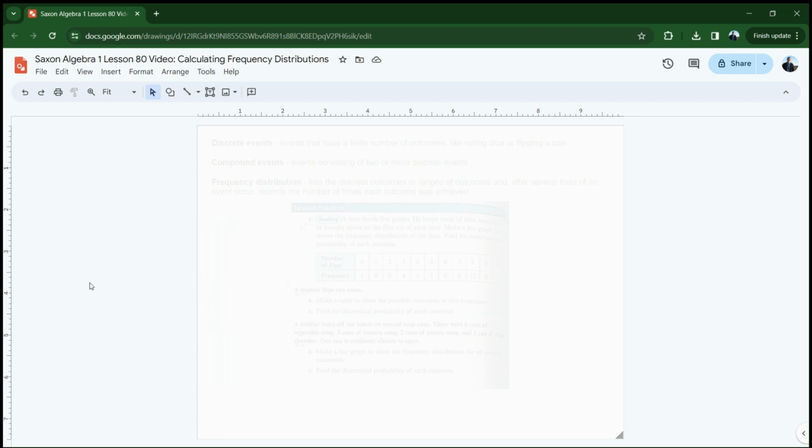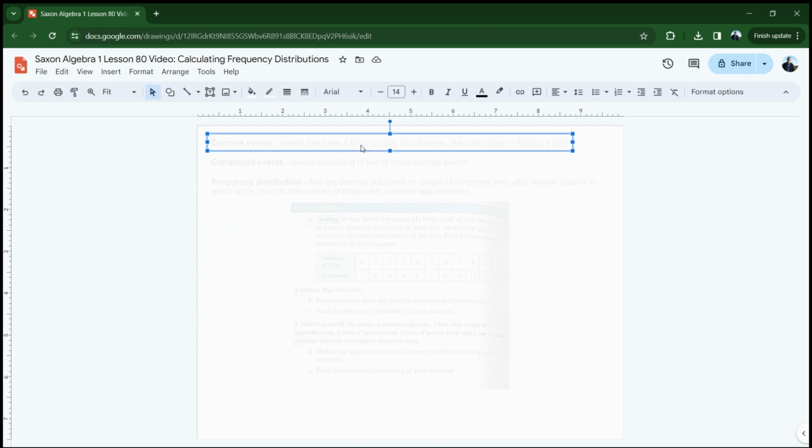Hey, algebra students. In this lesson, we're going to be talking about calculating frequency distributions. You may have guessed from the title, this is another one of those probability lessons where, yeah, we're doing algebra, but we're really talking about probability and statistics a whole lot. You may remember from probability lessons that probabilities are a measure of the likelihood of an event occurring, stated as a fraction or a percent. So let's dive right into this.